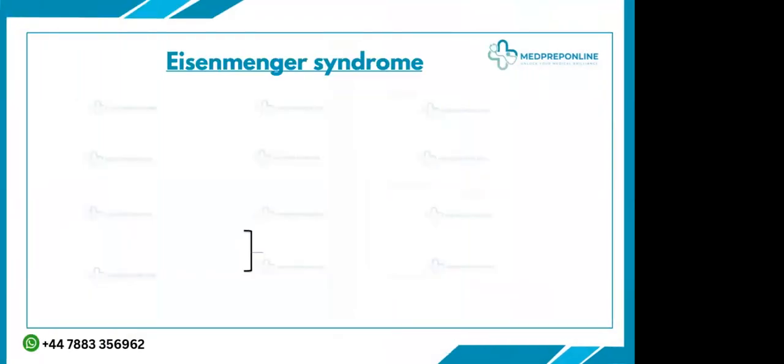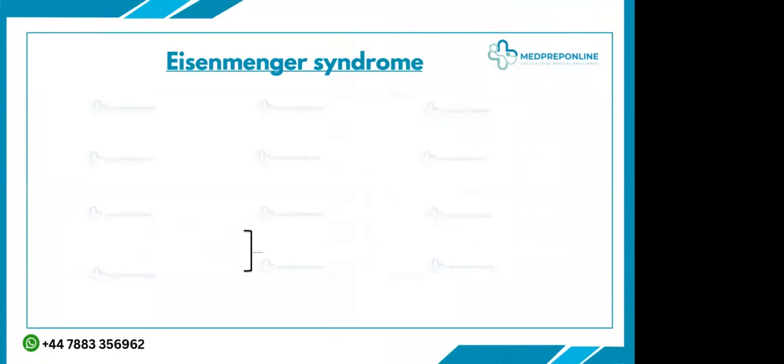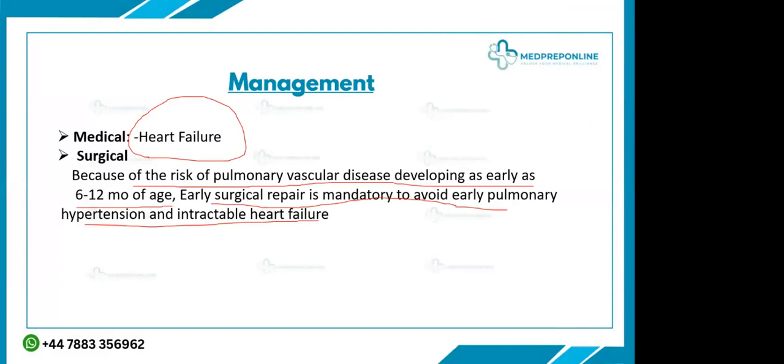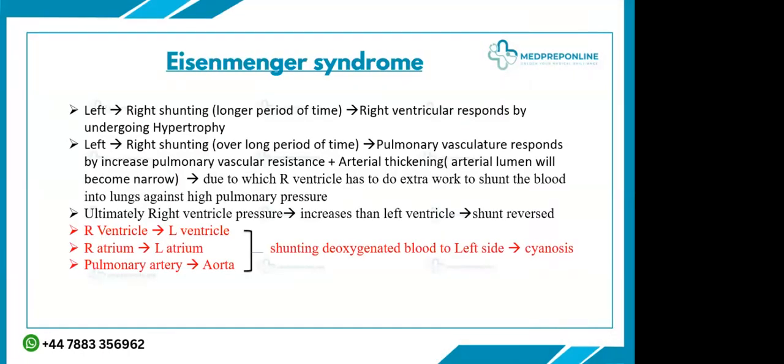Okay, we will just cover this and then we will take a break of 5 minutes. Which I mentioned here, pulmonary vascular disease. This is basically Eisenmenger syndrome. They are talking about Eisenmenger syndrome. What is Eisenmenger syndrome? Can anyone tell me?